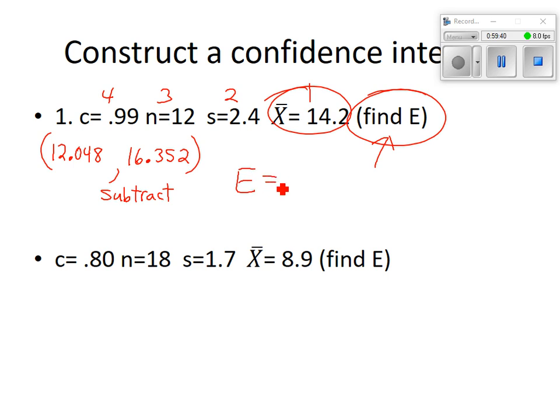Can I still divide, and it was 14.2 first, so I don't get negative? Yes, do these two. So you subtract these two and divide by 2, and that's gonna give you the margin of error. 2.152. What is it? 2.152. That's our margin of error.